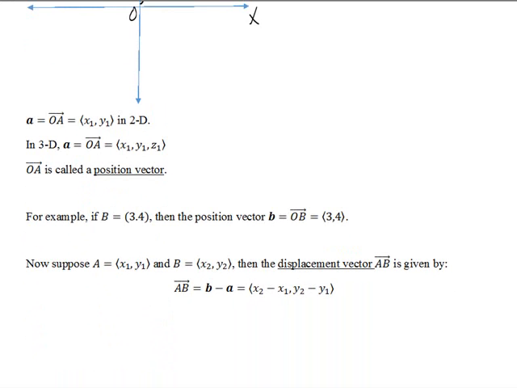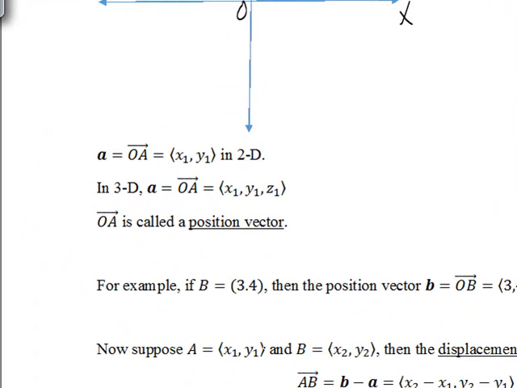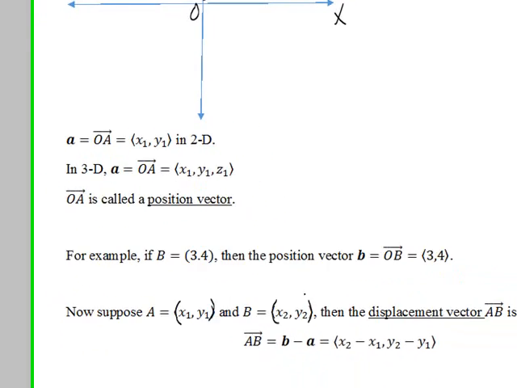Let's look at displacement vectors now. If you are given 2 points, A and B, and these should be normal parentheses, not angled, then the displacement vector AB is given by the difference between the position vectors B and A. So B minus A, so you just subtract the respective coordinates.